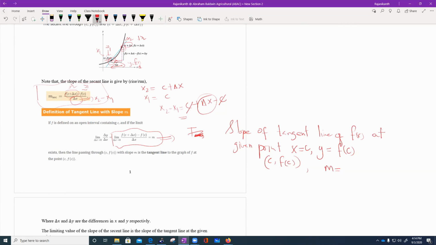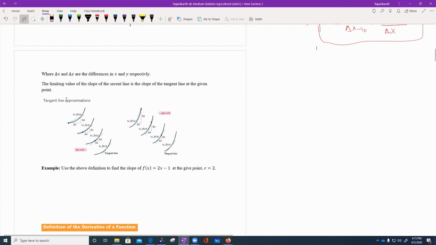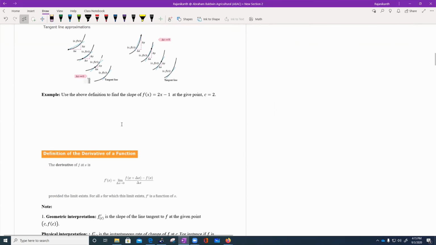That is simply the limit as delta x goes to 0 of f of c plus delta x minus f of c, over delta x. So you have to use this formula to find the slope of the tangent line at the particular given point. This is the slope. Everything is explained geometrically here. Now look at this example.